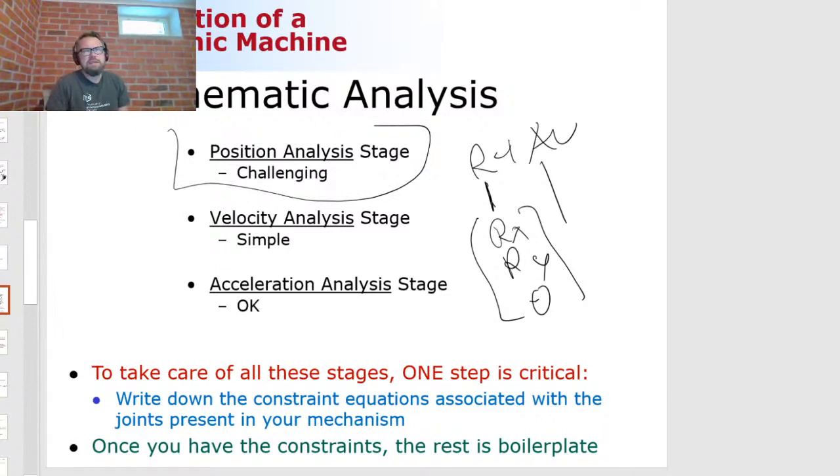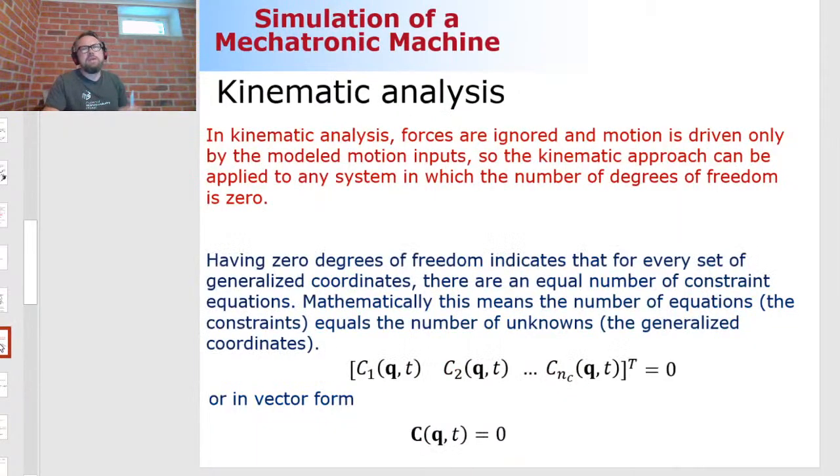Well, it says that once you have the constraints, the rest is boilerplate. Okay, maybe that's the case. But this position analysis is a computer analysis that requires an iterative process, and that's why it is a little bit cumbersome. It's okay, but a little bit cumbersome. Okay, so here's how it goes mathematically. You have here NC number of constraints.